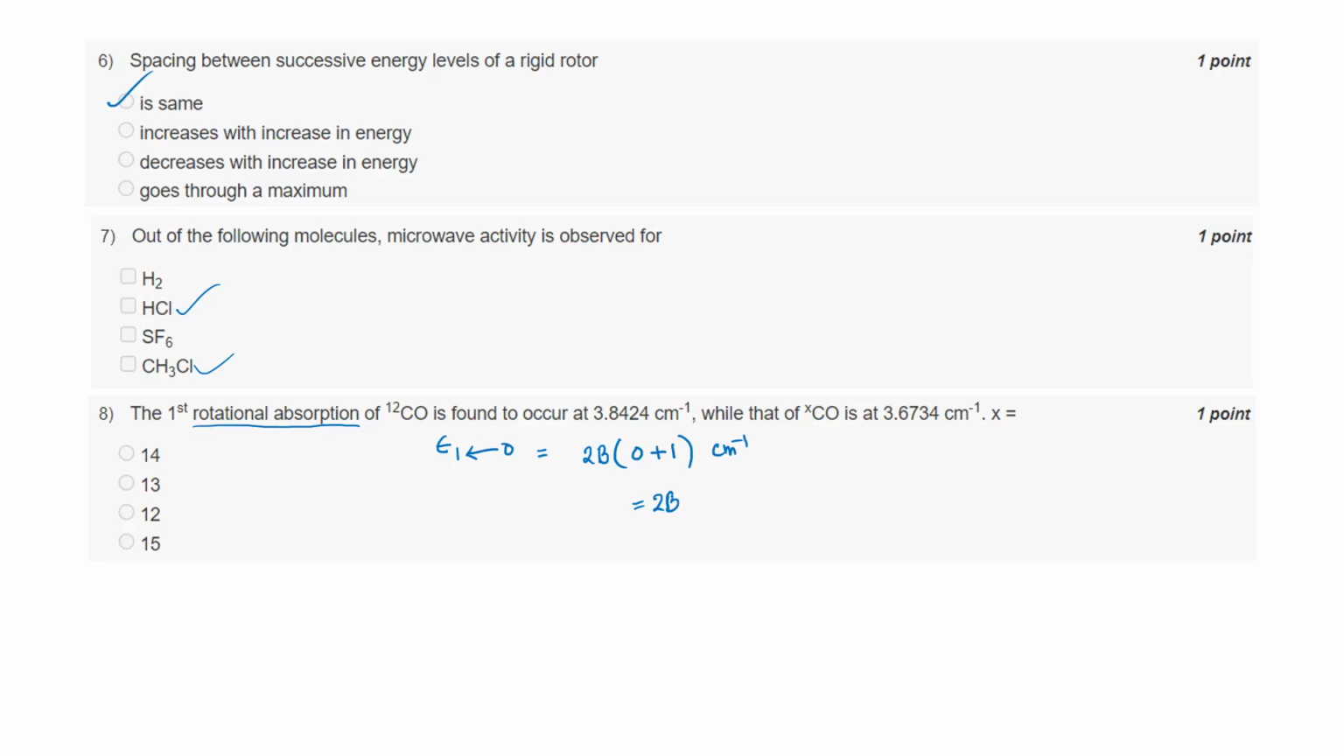You have to remember this, because if it were given as the second rotational absorption or third rotational absorption, then it would have been different. So 2B is given. We are going to get the B value, and then again it depends on the reduced mass. We are not sure which isotope of carbon is used, so it would be something like 16x divided by 16 plus x, and from here it is 12 into 16 divided by 12 plus 16, which is 28.